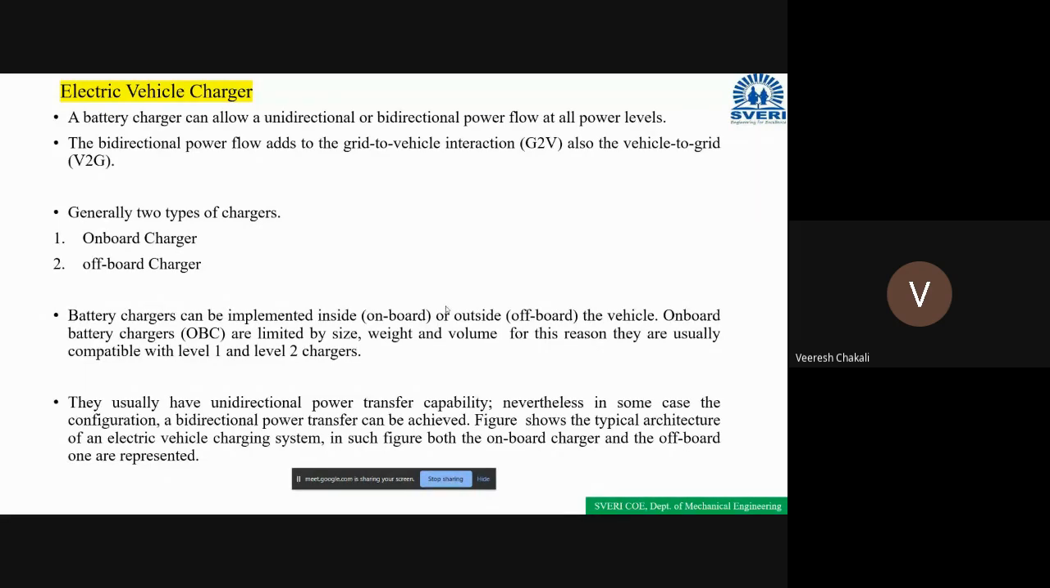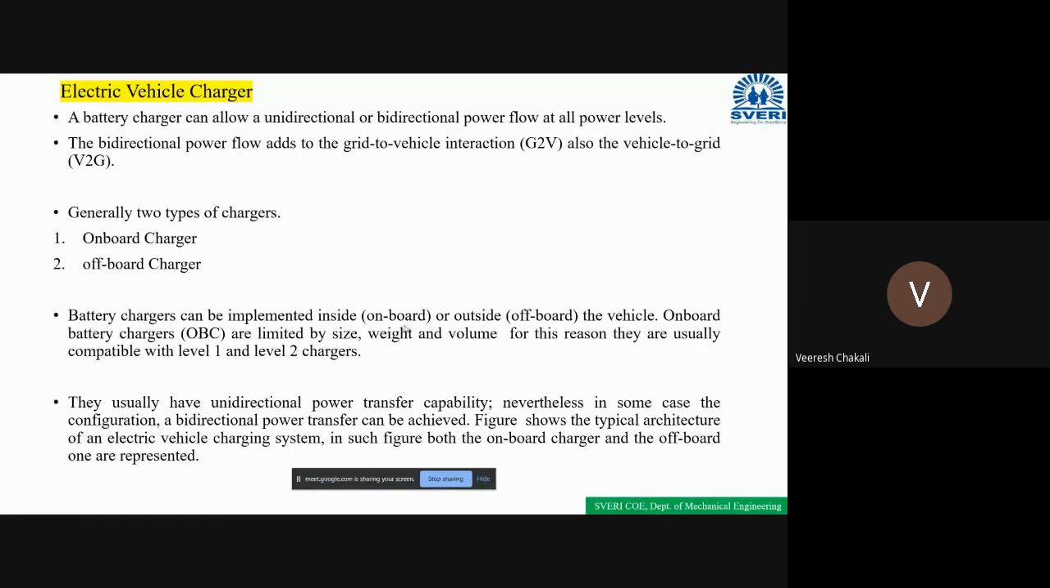Bidirectional power flow adds grid-to-vehicle interaction, that is called G to V, or also vehicle to grid, V to G. Clear? Whatever charger we are using in electric vehicles can allow bidirectional as well as unidirectional power flow. In both ways it is possible. It will flow power from vehicle to grid as well as grid to vehicle. It is clear.